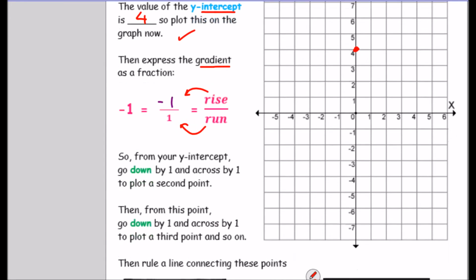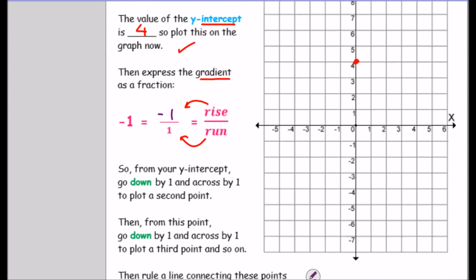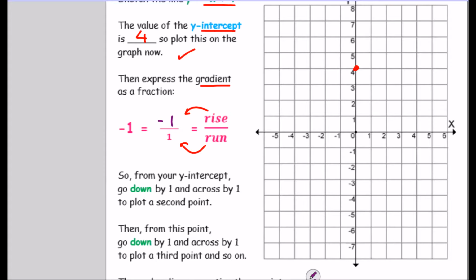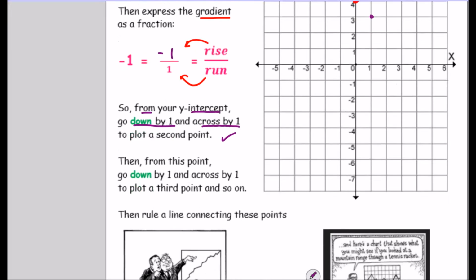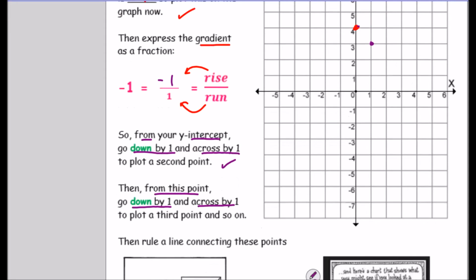From your y-intercept, which is a red point, because it's a rise of negative 1, go down by 1 and across by 1 to plot a second point. As I said, this is an alternative method for graphing. Some people find this a bit faster, but you just need to have gradient intercept form first. Down by 1, across by 1. Now from that point, go down 1 and across by 1 again to plot a third point. There's our third point.